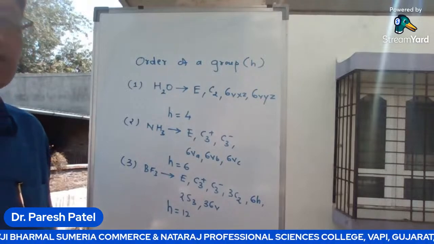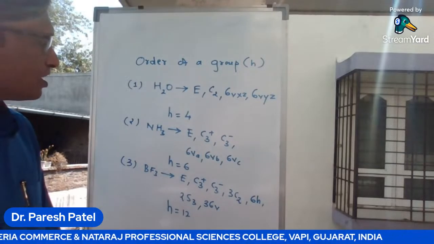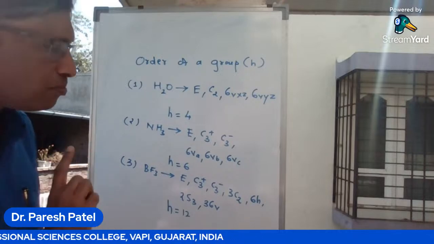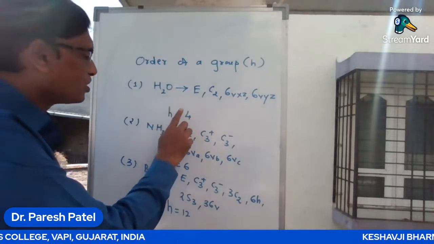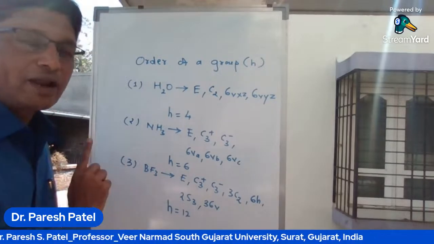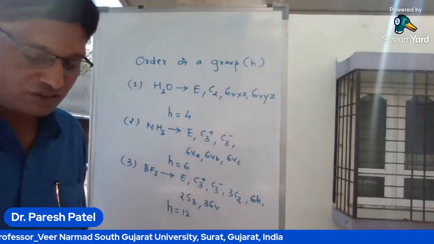Okay, so dear students, the order of a group is equal to the number of symmetry elements present in a molecule. In the case of the water molecule, the order of a group is equal to 4. In the ammonia molecule, the order of a group is equal to 6. And in the BF3 molecule, the order of a group is equal to 12.